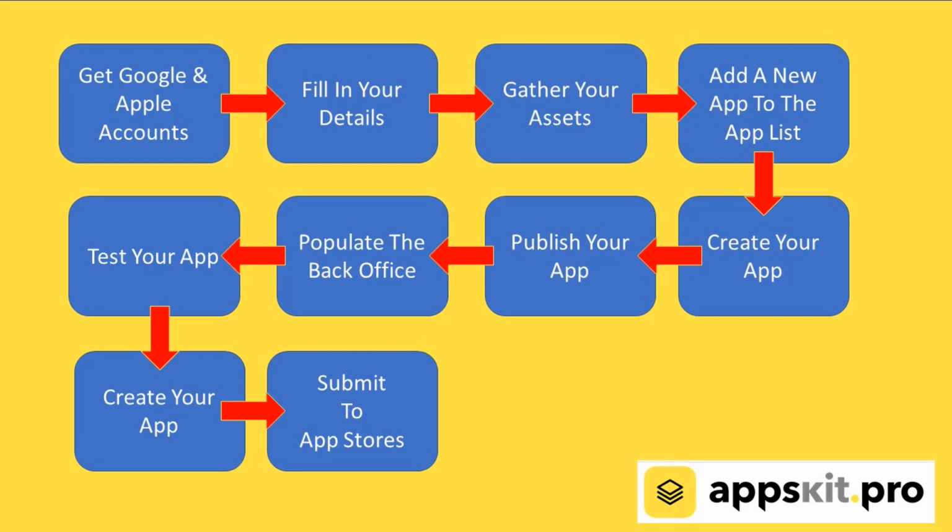So first of all, you need to get your Google and Apple accounts. Make sure you fill in all your details. You gather your assets so you can get on and work through the process. You add a new app to the apps list inside of AppsKit Pro. You create your app. You publish your app inside AppsKit Pro. Make sure you've populated the back office. Test your app, then test it some more. Then create your app. Submit it to the app stores, both Google and Apple. And there you have it.